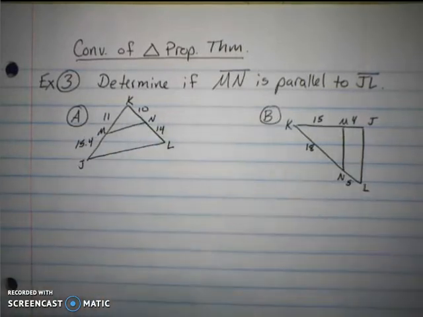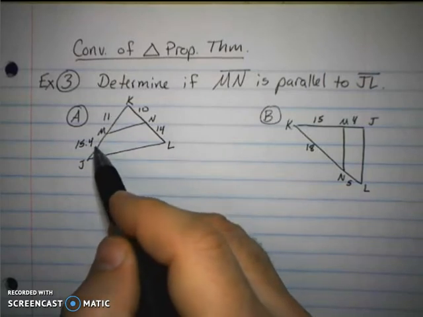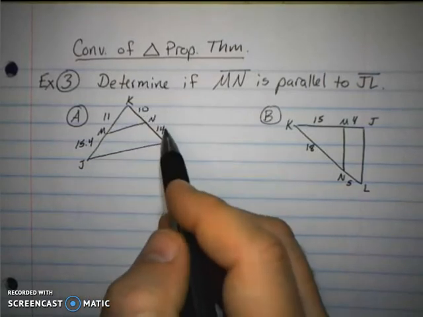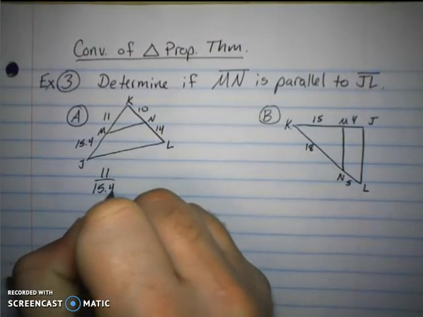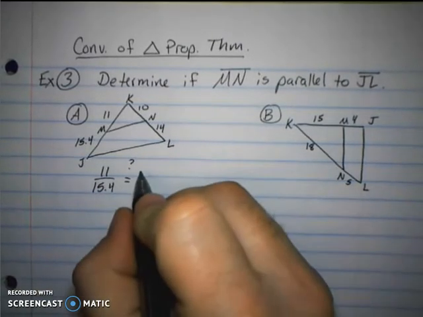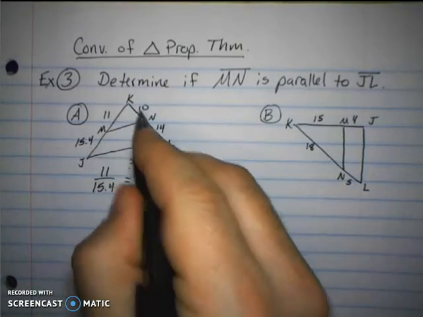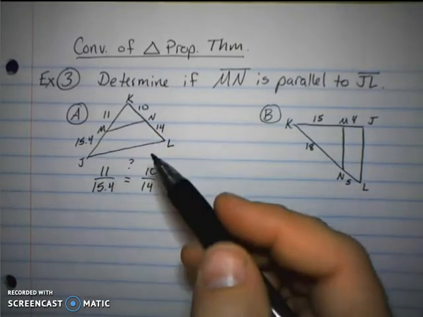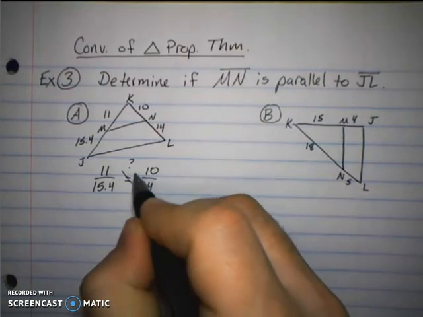And I'm going to show you how to set this up the easiest way possible. We're just going to check 11 over 15.4 and see if that equals 10 over 14. We're going to write it this way. 11 over 15.4, question mark above that equal sign, and see if that does equal 10 over 14. Now we set it up in the correct order. The easiest way for me, when there's decimals like this, to check and see if it's true is to cross multiply.